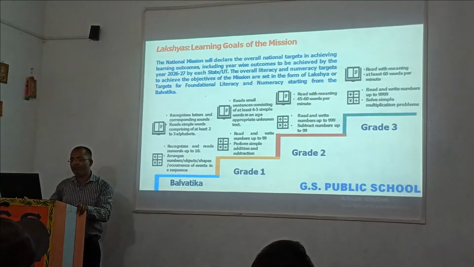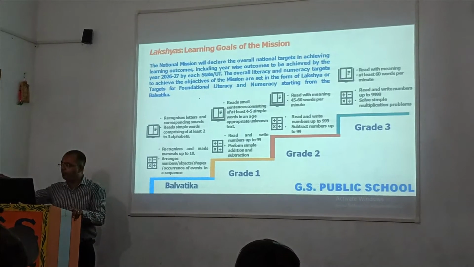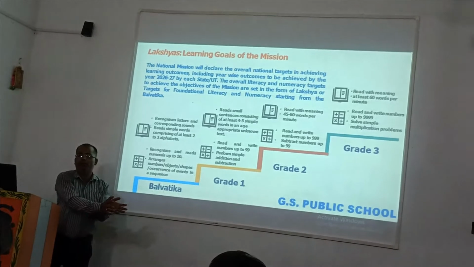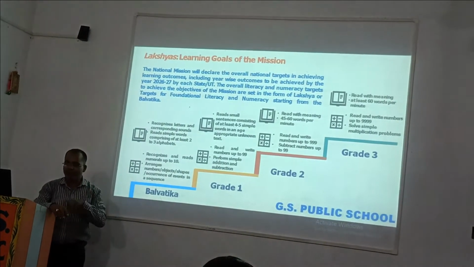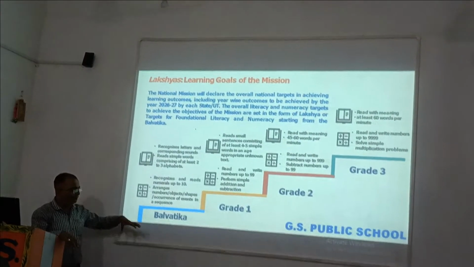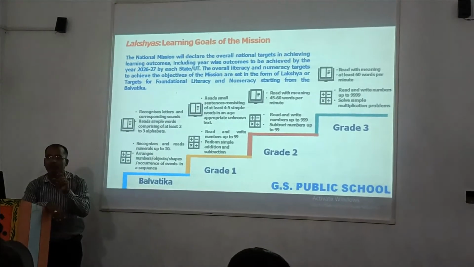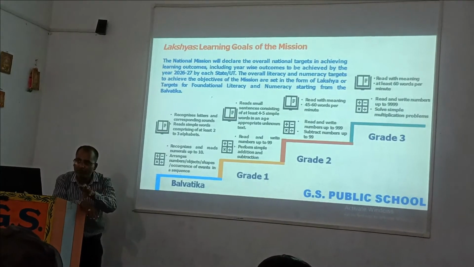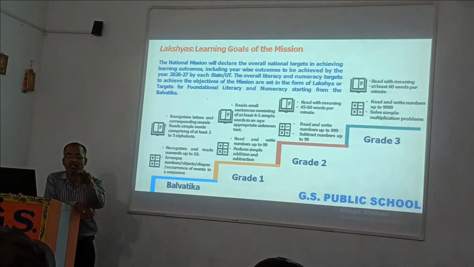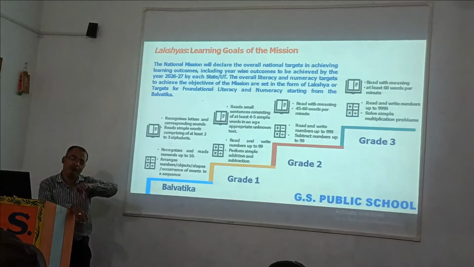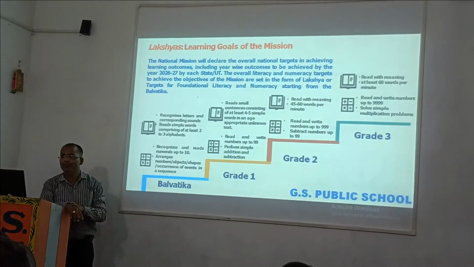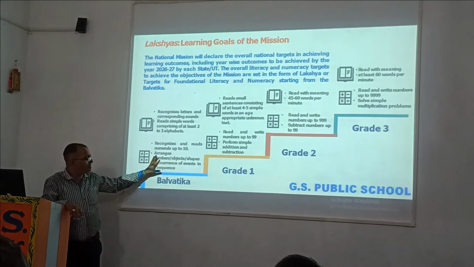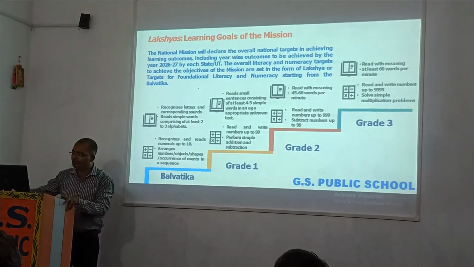In playing mode, if you give 5-6 balls or 5-6 cubic parts here, and the student is asked to fill a bucket with the round balls, the student should be able to pick the round balls and count them 1, 2, 3, whatever is instructed, and put them in the bucket. This is the technique in Balvatika, or whatever we say in nursery or the pre-primary section.